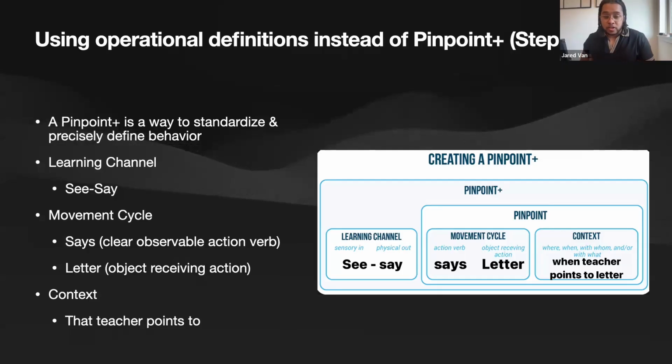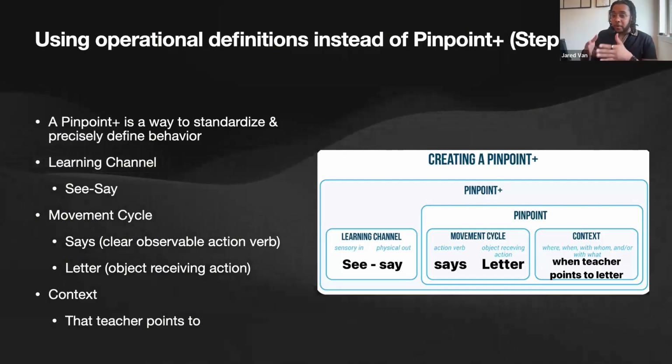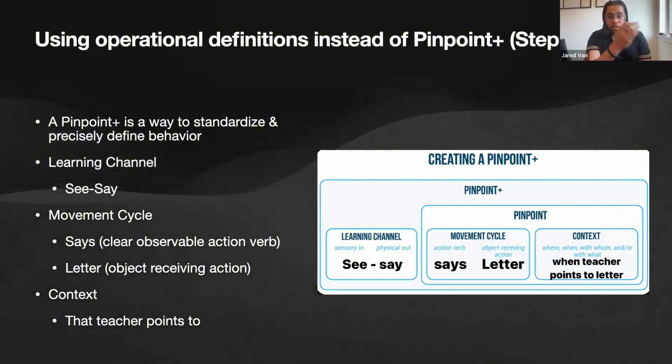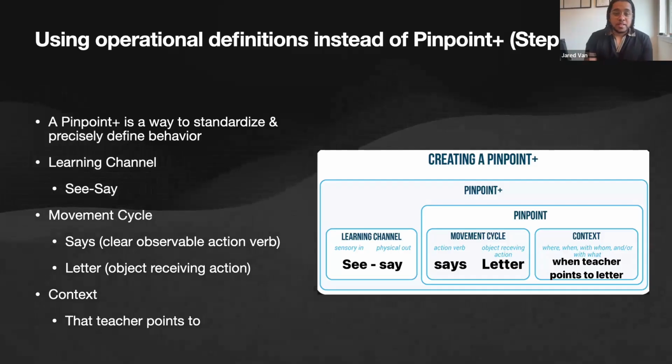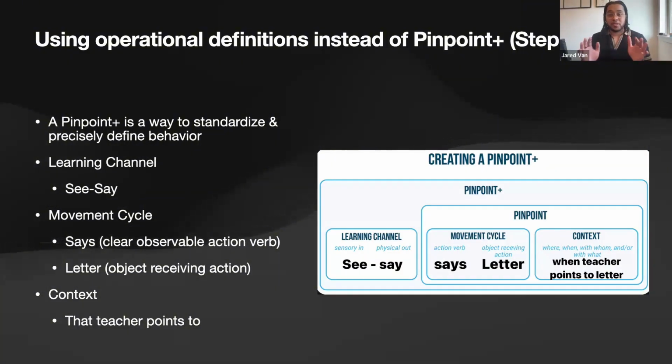Pinpoint plus has a formula for construction: a learning channel, a movement cycle, and a context. The pinpoint plus movement cycle includes an action verb, an object or an event that receives the action, and a comprehensively defined context where the observation of the action verb plus the object or event occurs. The plus is the learning channel. So here we can see, if we're trying to measure if students can say their letter sounds when the teacher points to a letter, it could just be see, say, says letter when teacher points to letter. It's very clear, very precise.